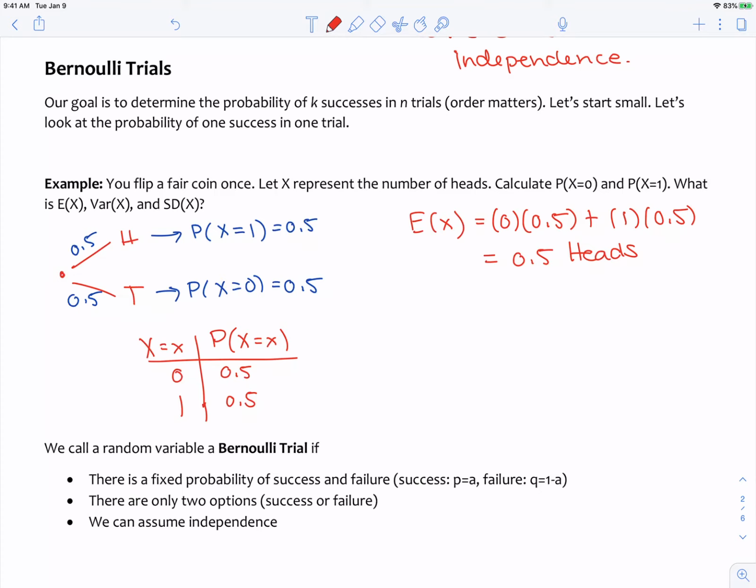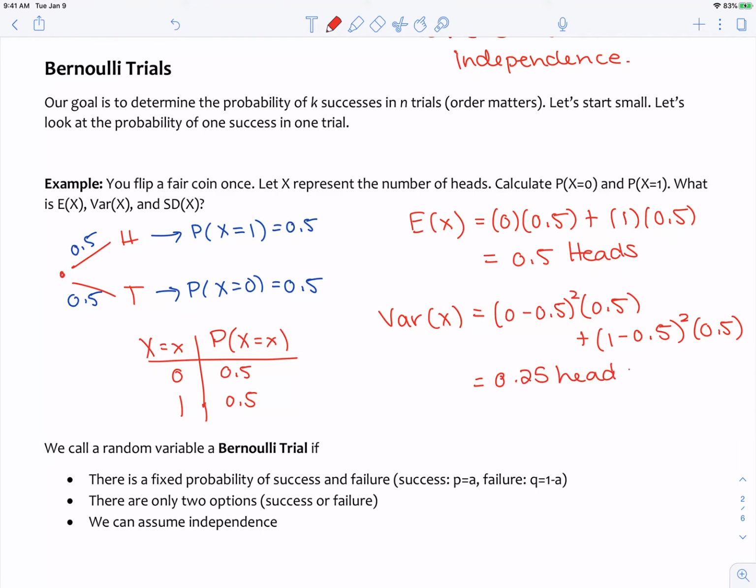All right, and then the variance of X is what we find before getting to the standard deviation, and that's going to be each outcome minus the expected value squared times the probability of that outcome, plus outcome minus the expected value squared times the probability of that outcome. So we're going to get 0.5 times 0.5 plus 0.5 times 0.5, so that is going to be 0.25, and that is heads squared, since we were squaring those quantities.